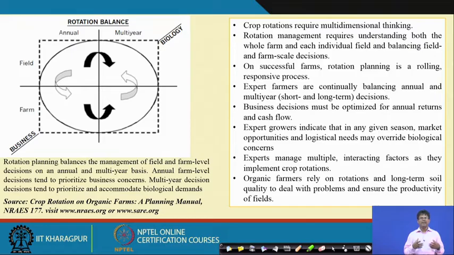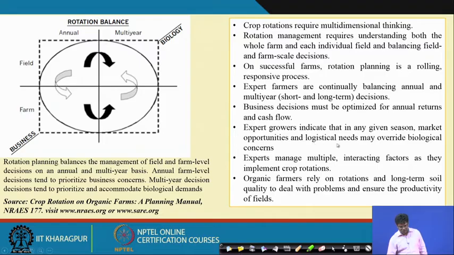So, an annual plan gives returns each year, that means from seasonal crops like vegetables, maybe floriculture, or field crops like cereals, oilseeds, pulses. Those crops are rotated, and they give annual returns, maybe every 6 months you can get returns. And in multi-year planning you have perennial crops like orchard crops, or different entities like livestock, poultry, fishery. There you can get returns over multiple years. So both short term and long term are important, because annual and multi-year planning are both needed for a successful rotation design. Business decisions must be optimized for annual returns and cash flow.